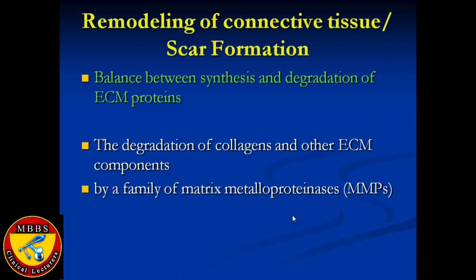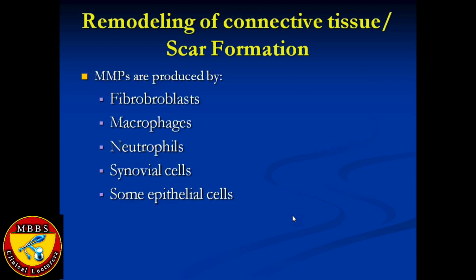And the process of laying down, we have seen, is by means of various growth factors. What about their termination? Or how would this process end? Otherwise, it would go on laying down more and more extracellular matrix proteins and collagen. So, this takes place by a family of enzymes known as matrix metalloproteinases. These matrix metalloproteinases are produced by fibroblasts, macrophages, neutrophils, etc., which are present in the surrounding areas.